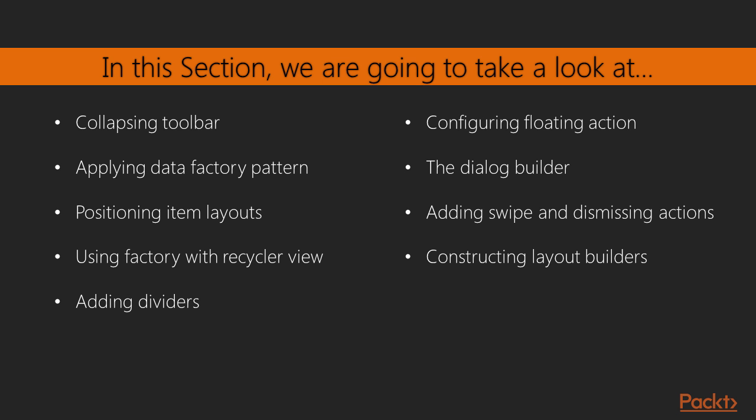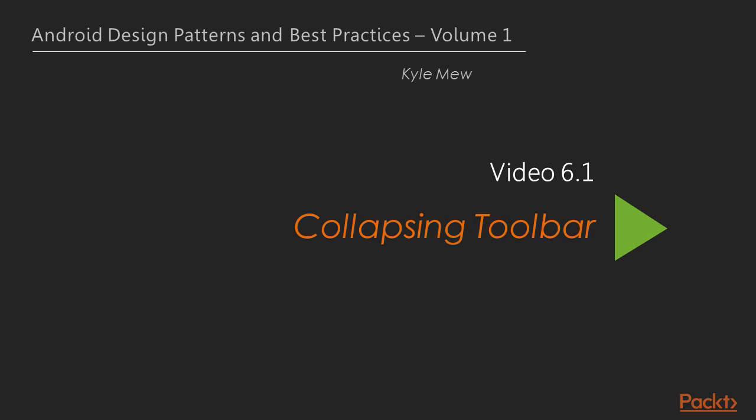In this section we'll be learning to apply a collapsing toolbar, data factory. Then we'll proceed to position the layout and use the factory with recycler view. Moving further, we'll be adding dividers and configuring the action buttons. Next, we'll create and customize dialogues. And finally, we'll be constructing layout builders. Now, we'll move on to the first video of this section, collapsing toolbars.